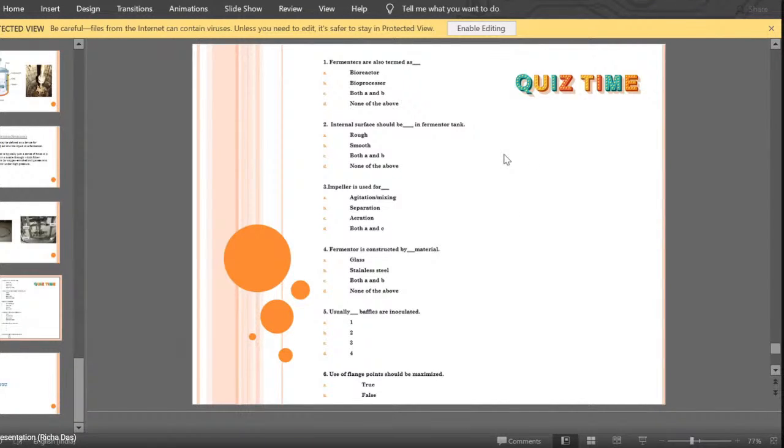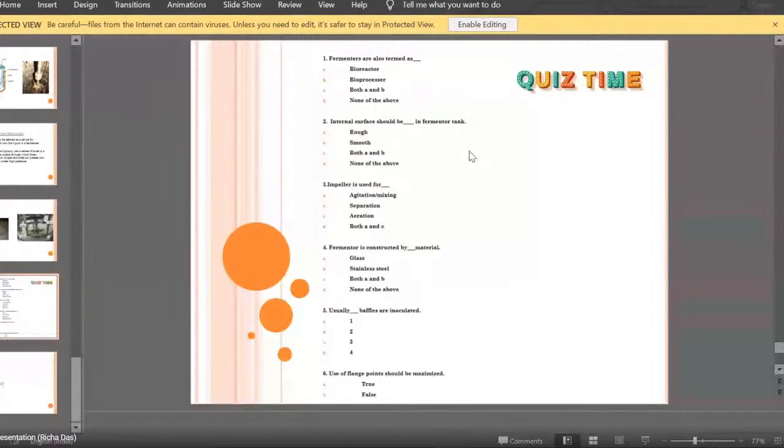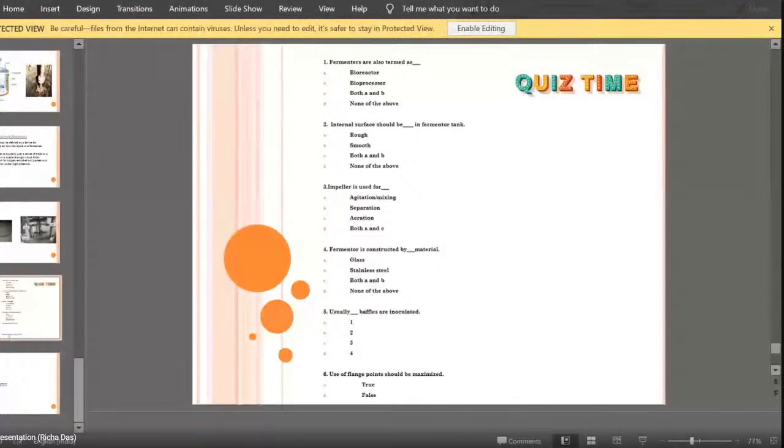Actually, the answer to this question will be the first option, that is bioreactor. For why bioprocessor is not the answer, let me tell that. Bioprocessor is the term we use for the mini sized bioreactors, but fermenters are not called bioprocessor. The small size of bioreactors are called bioprocessor. So the answer to this question will be option A, that is bioreactor.